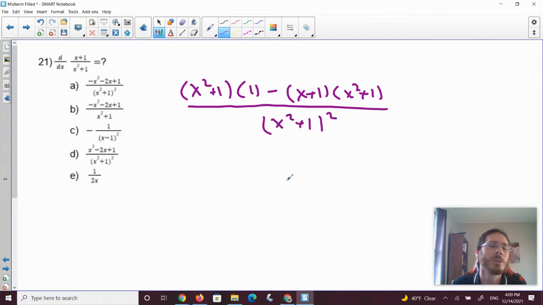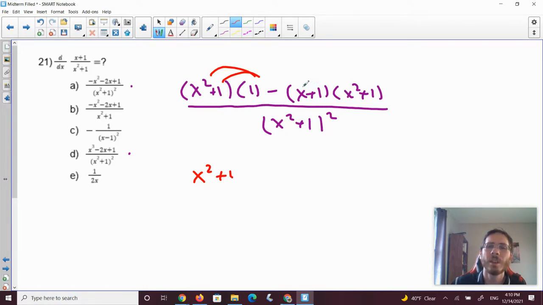And away we go. So this looks like it's pretty good. It looks like we're headed towards either A or D because it's got that x squared plus 1 quantity squared on the bottom. But we do need to be careful in case that's going to cancel out with something on top. We do need to simplify the numerator to see if it does cancel out with anything. So this is pretty nice. 1 times x squared is x squared. 1 times 1 is 1.